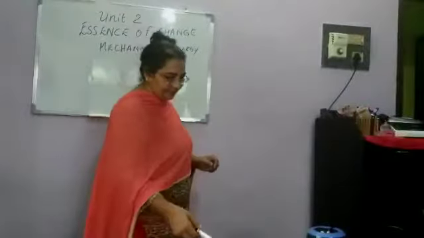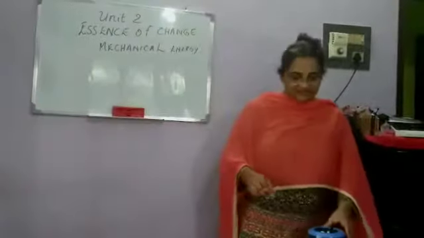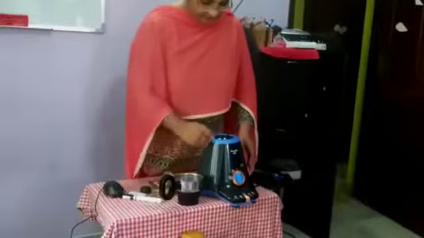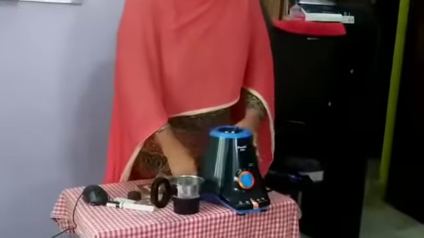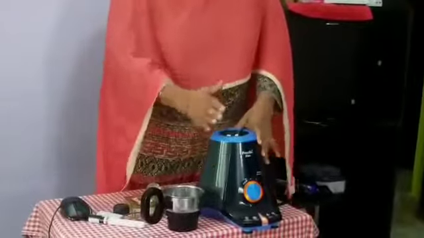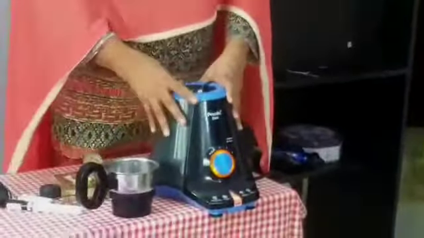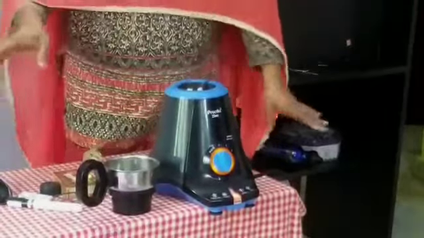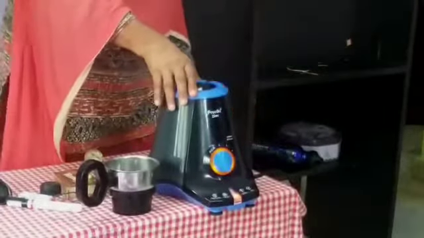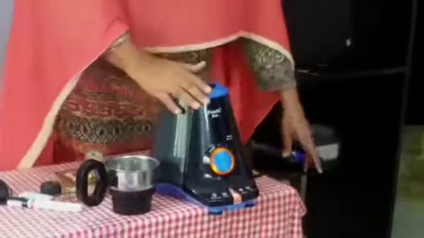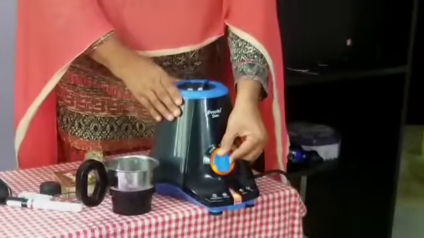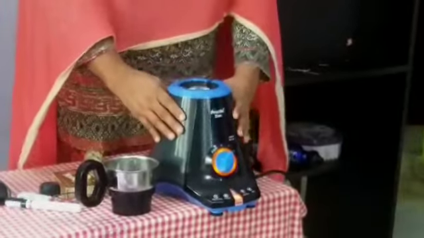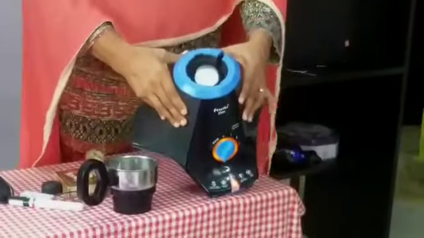For example, I have a mixer grinder here. You would have seen a mixer grinder. All of you have grinders at home, isn't it? In the mixer grinder, what do we have? We have a motor inside this mixer grinder. How does this mixer grinder work? With the help of electricity, isn't it? It is connected here. When we turn on the mixer grinder, what happens? The grinder works like this.